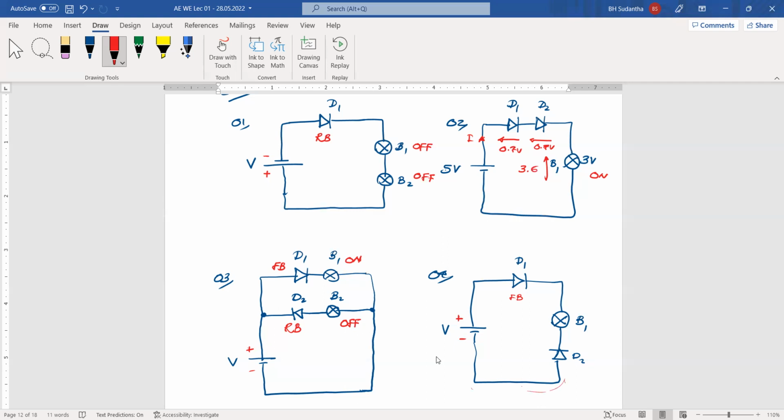And from this side, this is the negative terminal, and it has been connected to the anode of the diode. Because of that, this is reverse biased. Then this is a reverse biased diode. Then there is no current going through this one. Because of that, this bulb is switched off.